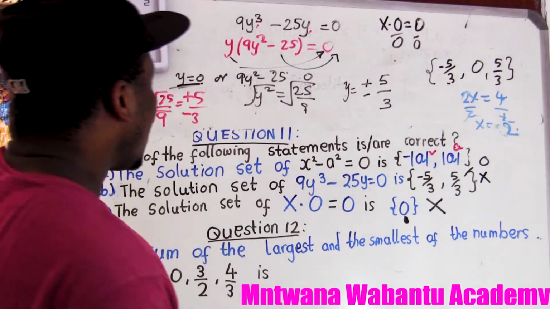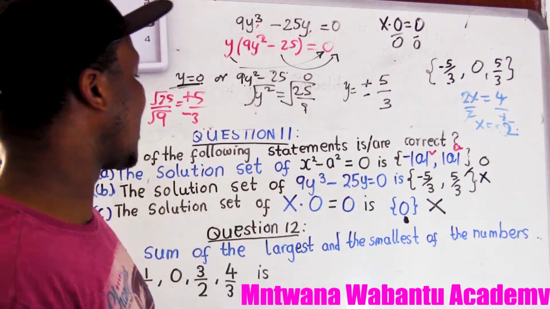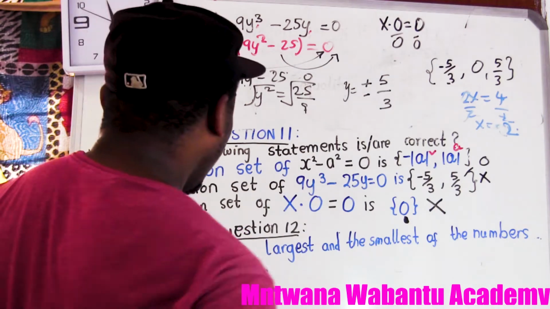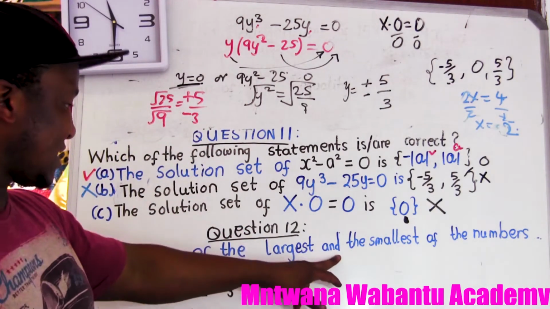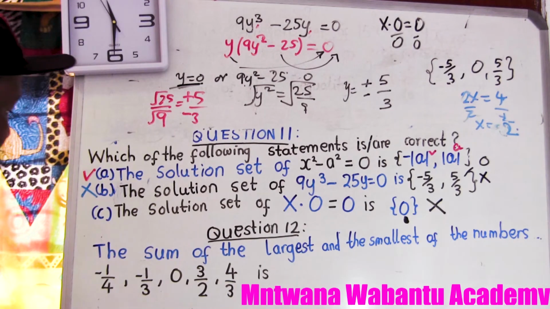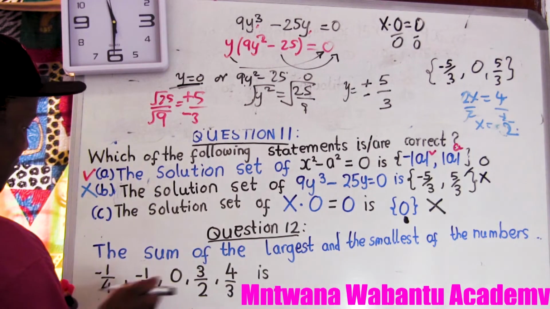Got it. Okay, so the solution set only is going to be the face one. Now, let's go for the last one. I think I can just do it here. They say the sum of the largest and the smallest of the numbers is... come on, this is easy, guys. Which is the biggest one here? The biggest one is this one.